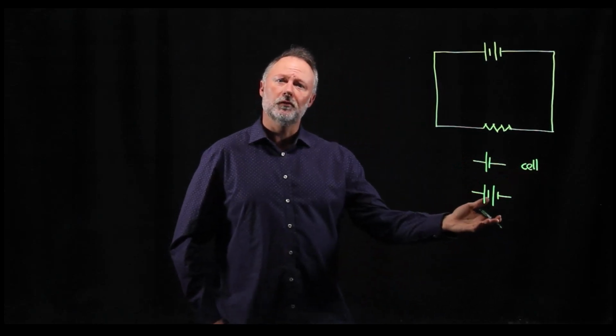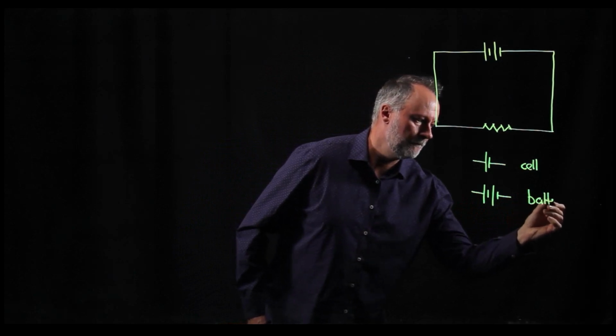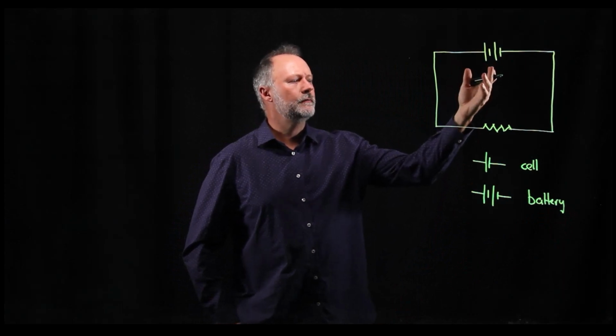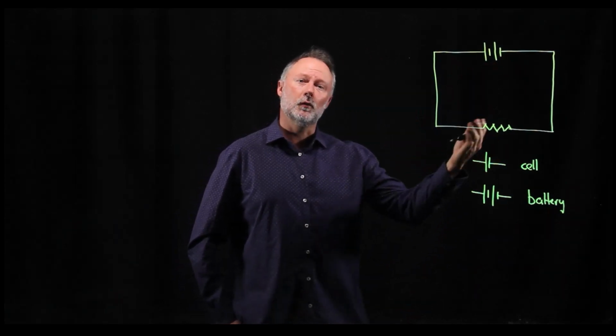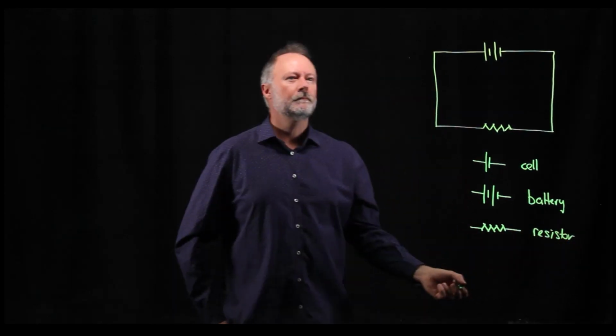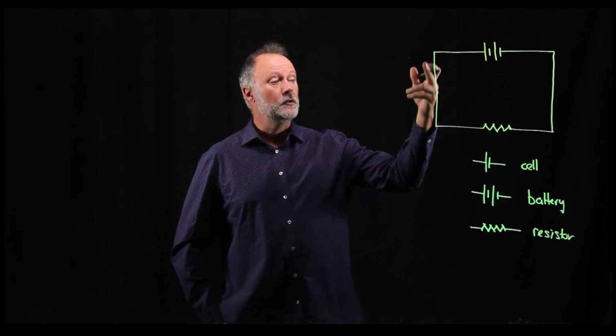When we get multiple cells joined together, we have what we call a battery. So here on my circuit I have a battery. This is a very simple circuit. The only other real component we have is a resistor. Okay, and finally, the only other aspect of this diagram are the adjoining wires.